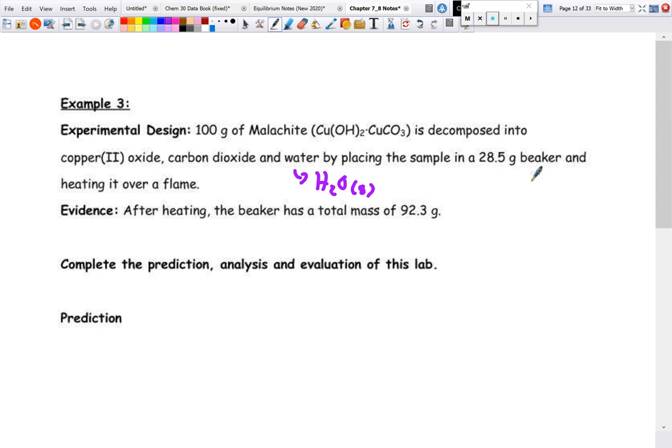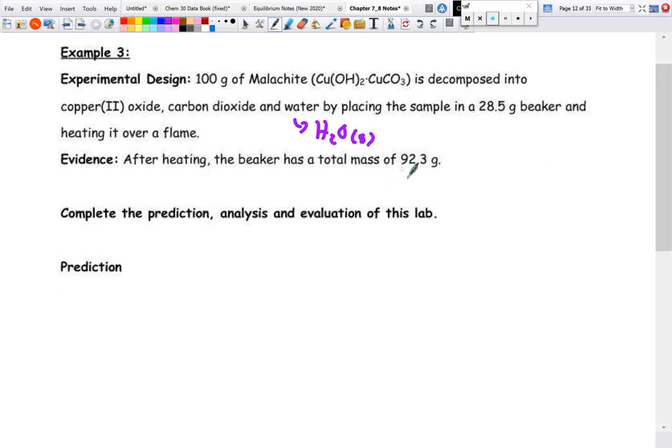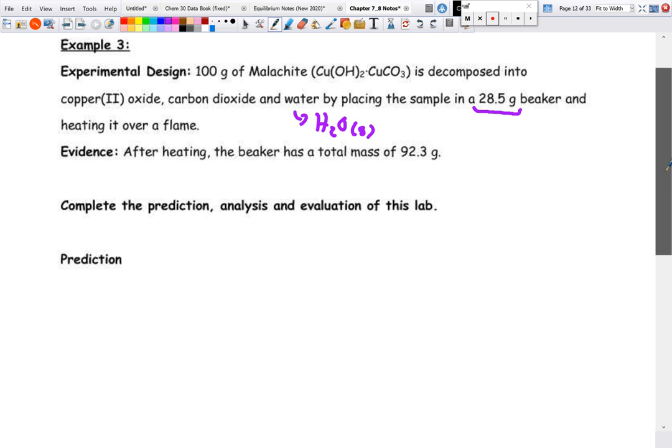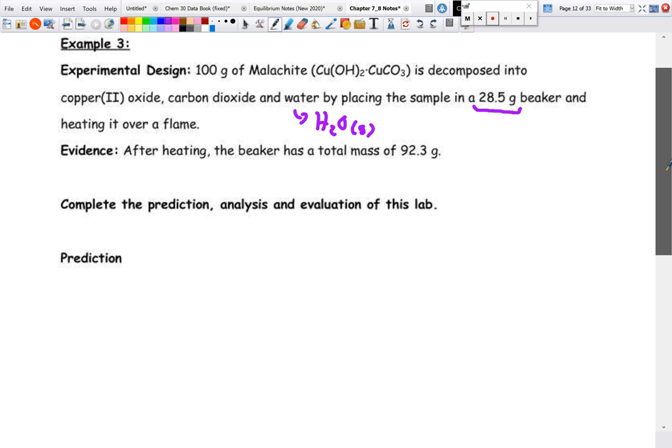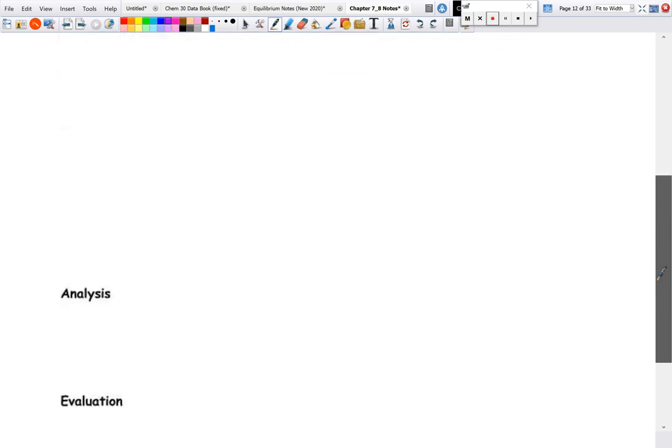We even have the mass of malachite right here. And our evidence: after heating, the beaker has a total mass of 92.3 grams, where the original beaker weighed 28.5 grams. So there's enough here to get this. Same thing, definitely try this one on your own. Of course, once you actually get it done, check the data booklet, the answer key, just to make sure.